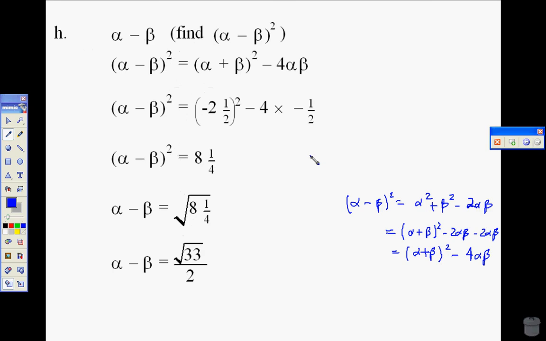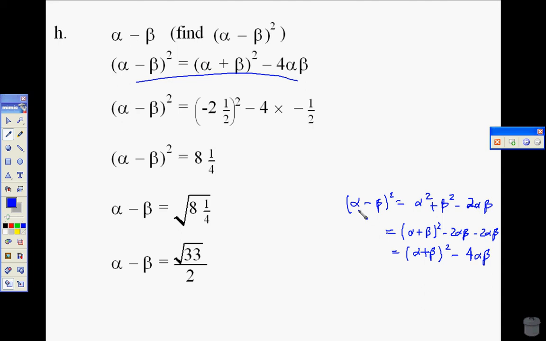H relies on us to do a little bit of work. This is one of the harder ones. We want to find alpha minus beta. Firstly though, it says find alpha minus beta all squared. That's a bit of a hint. Now we want to get that alpha minus beta all squared is equal to that expression. Well, how do we do that?